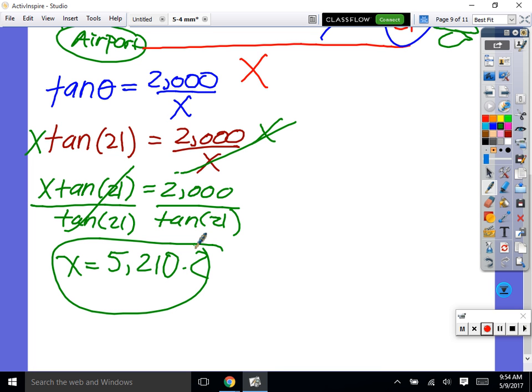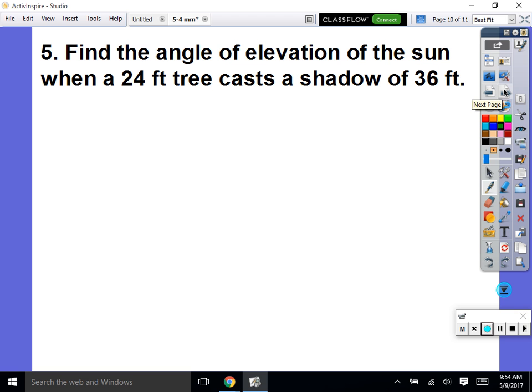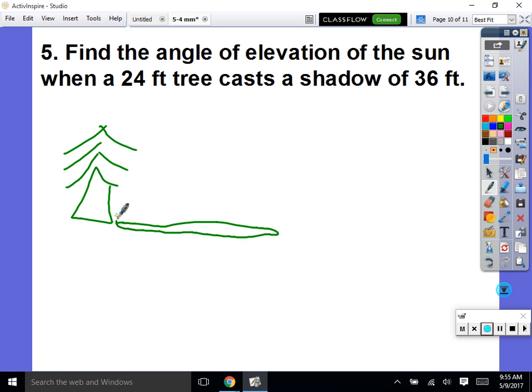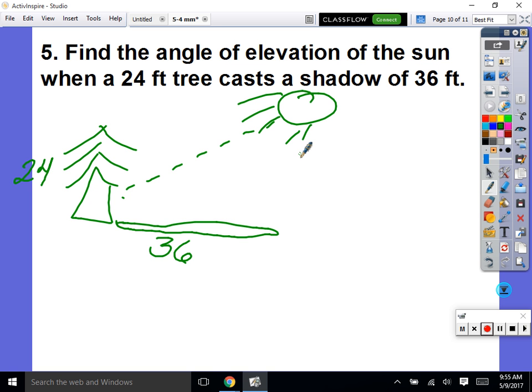Okay, last example, and then the rest of the time will be yours to finish. Number 5. It says, find the angle of elevation of the sun when a 24-foot tree casts a shadow of 36 feet. You've got to draw a correct picture. So we have a tree casting a shadow, correct? This tree is 24 feet high and casts a shadow of 36 feet. It says find the angle of elevation, so isn't that from the ground up to the sun? So there's my right triangle. So aren't we trying to find this angle? Everybody? Angle of elevation is from the ground up.